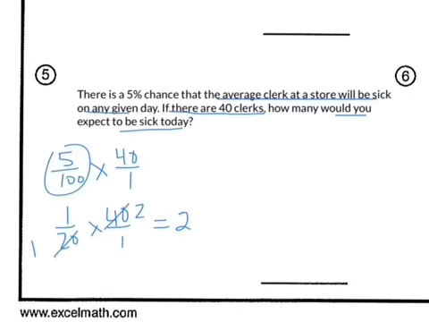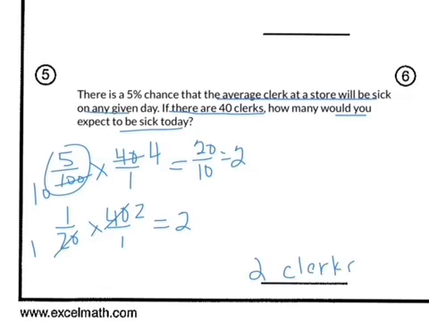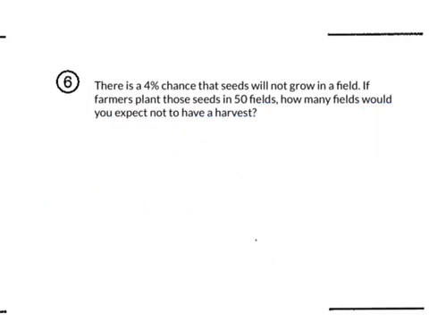If you did it this way here at the top, 100 divided by 10 is 10. 40 divided by 10 is 4. And we multiply and get 20 over 10, which is equal to 2. So either way, you're going to get 2. How many clerks? 2 clerks are going to be sick. All right, let's go to the next.